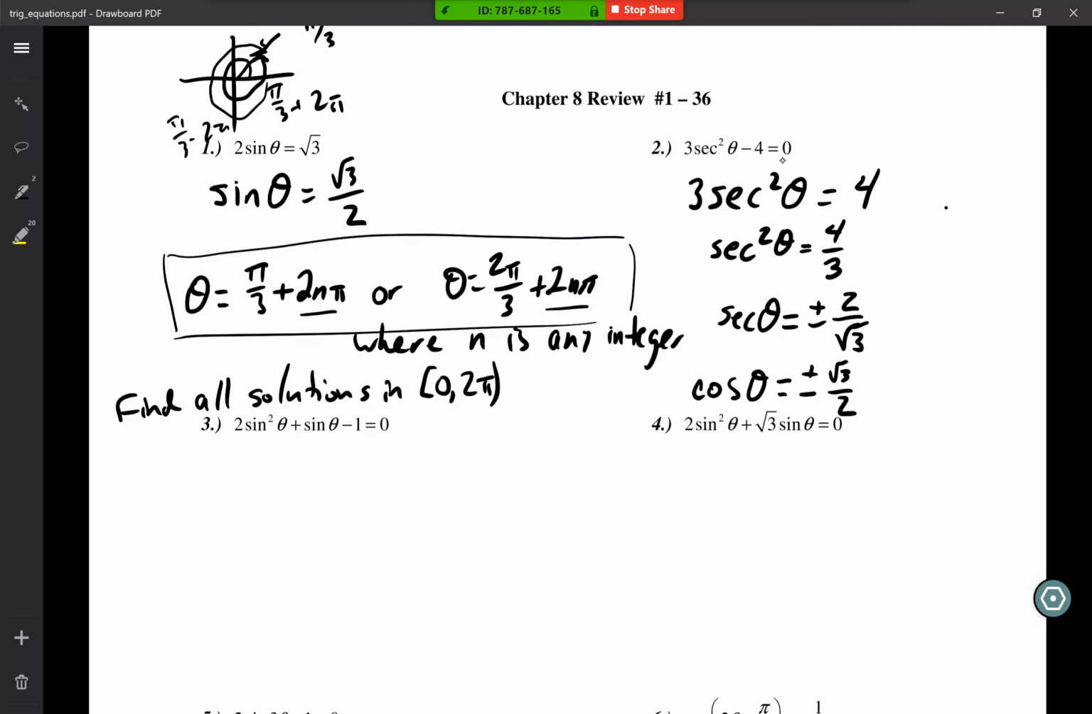So if I ignore the positive or negative, if I'm just concentrating on the square root of 3 over 2, what angle has a cosine equal to root 3 over 2? Pi over 6, right? So that's the one that's over here in quadrant 1, right?